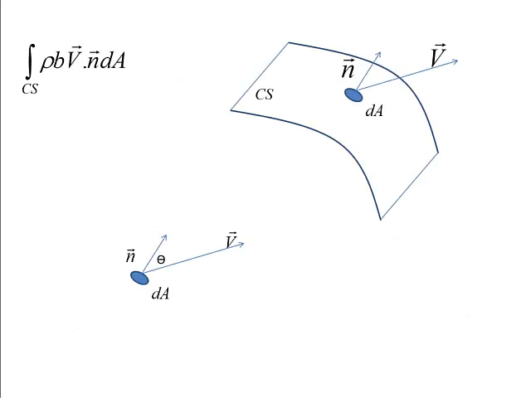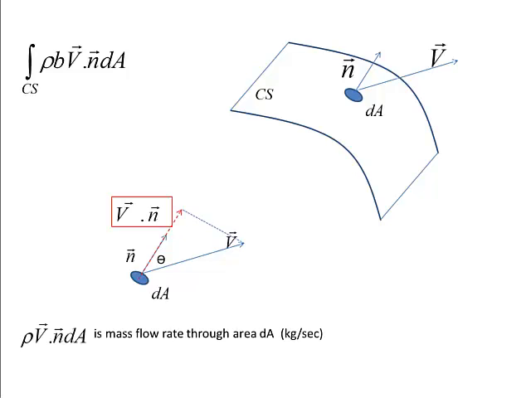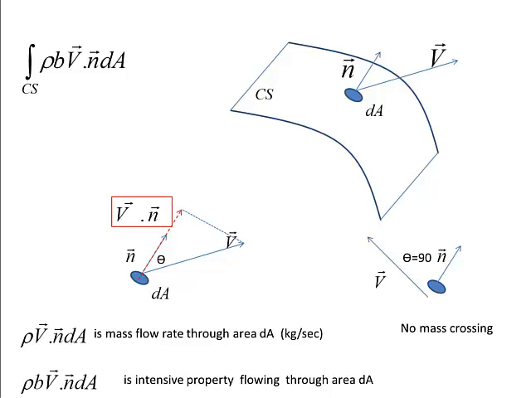V.n is essentially the projected velocity of the fluid particle onto the normal vector of a differential area. This is the velocity component normal to the differential area. Rho times V.n dA is the mass flow rate through the area dA. Note that if vector n and velocity V are orthogonal, no mass is crossing this area. Finally, when multiplying the mass flow rate with the intensive value of the system property, and integrating over the entire surface, we see that the final term corresponds to the net flow of the intensive property into the control volume through the control surfaces.